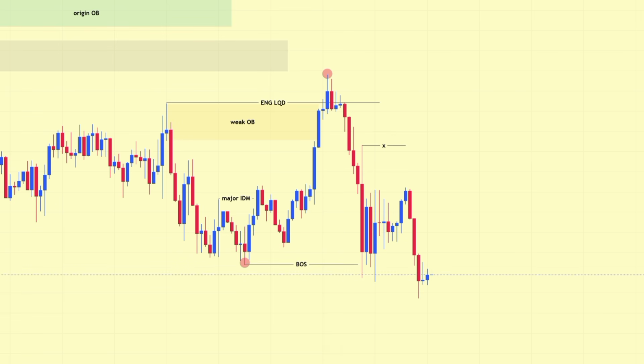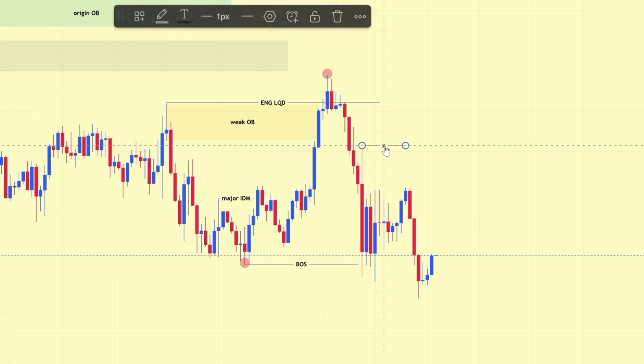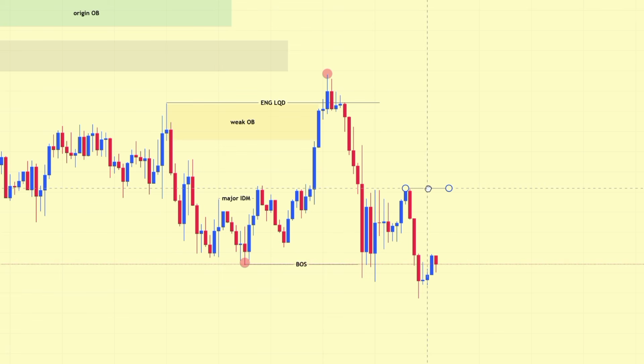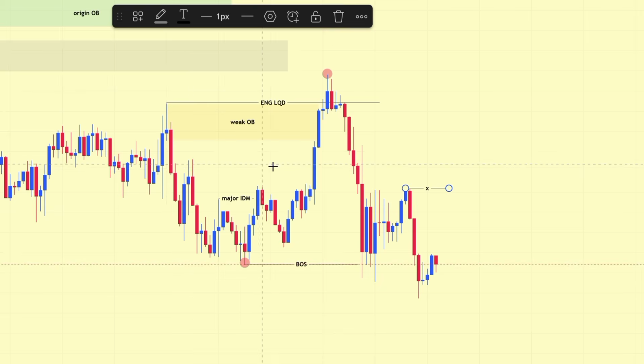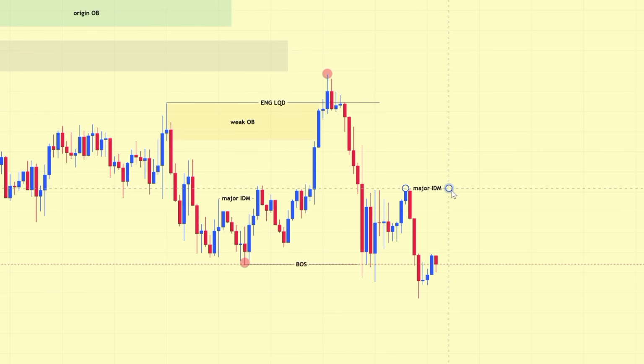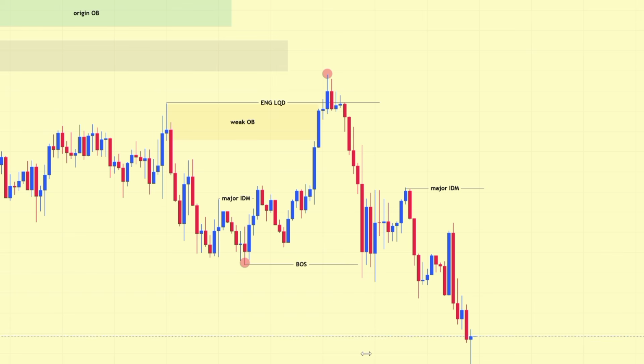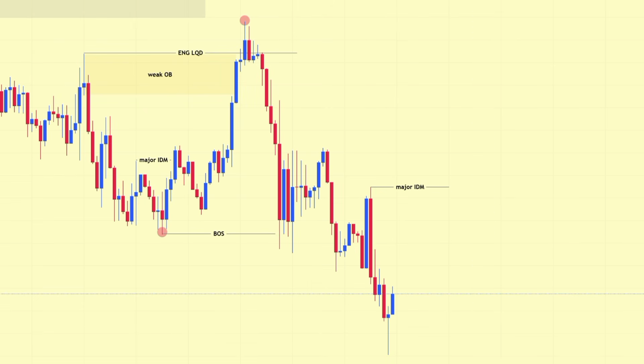Okay, price created another valid pullback here. So this pullback high, the liquidity resting above that is what we call the major inducement because it was created after the break of structure. Okay, so let me continue running price. And right, exactly right there, price created another one. So we shift to the recent. Okay, so let me continue running price.